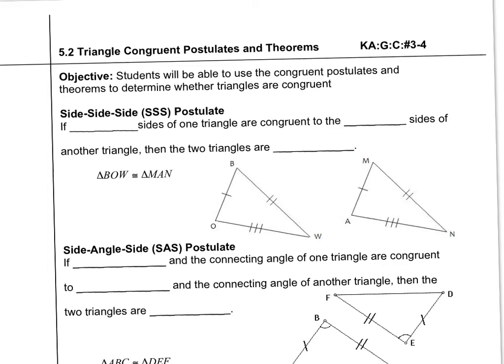All right, 5.2, triangle congruent postulates and theorems. Objective: students will be able to use the congruent postulates and theorems to determine whether triangles are congruent. So first thing we've got to do is just define some of these postulates for you.